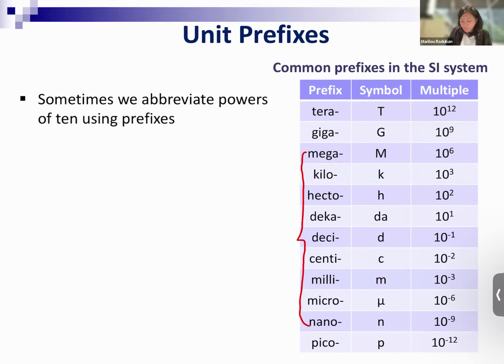Okay. You can see here that if the number you're writing in scientific notation is very big, it's more than 1, then the power B is positive.